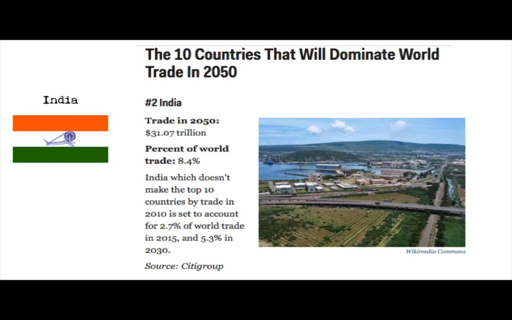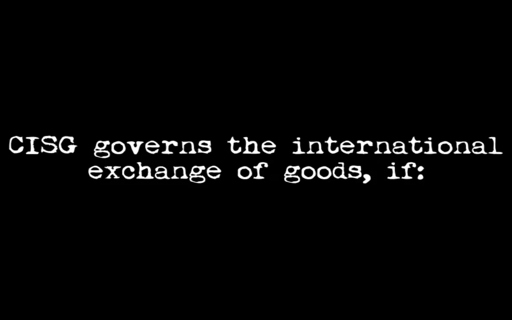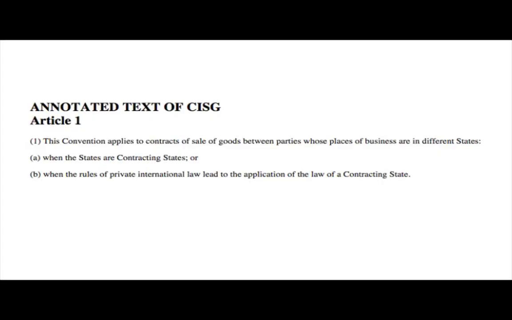Now, the CISG applies to all contracts involving the sale of goods under certain conditions. One, it applies to the sale of goods between parties whose places of business are in different states, so you have an international transaction, when the states are contracting states. That means if both states are members of the CISG, it will apply. But it could also apply in one other instance, and that's this kind of confusing language down in sub B, where it says, when the rules of private international law lead to the application of the law of a contracting state. And what does that mean?